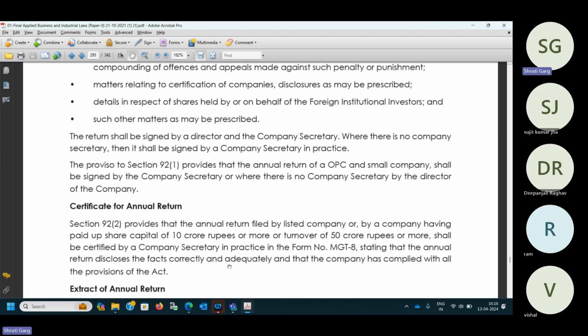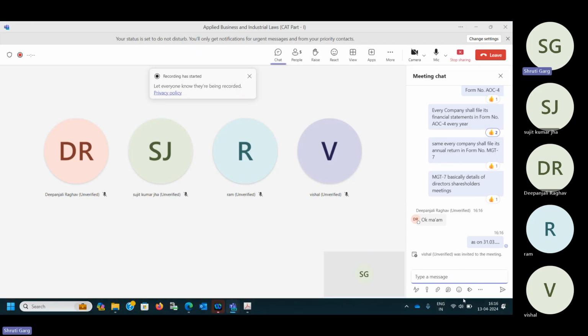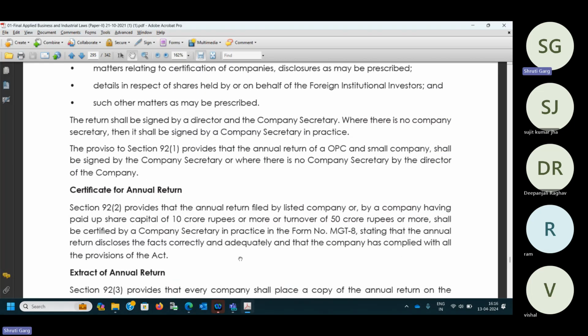Now, certificate of annual return. Clear? Is there any question? No? Just a minute.